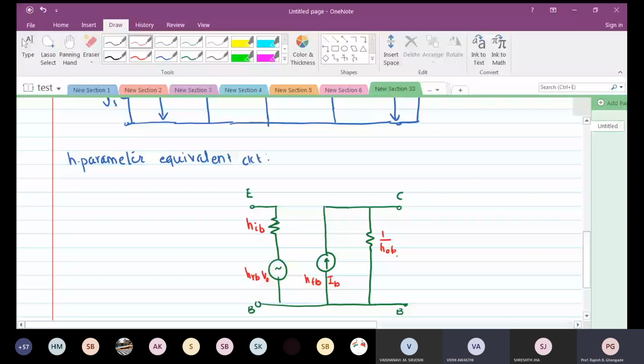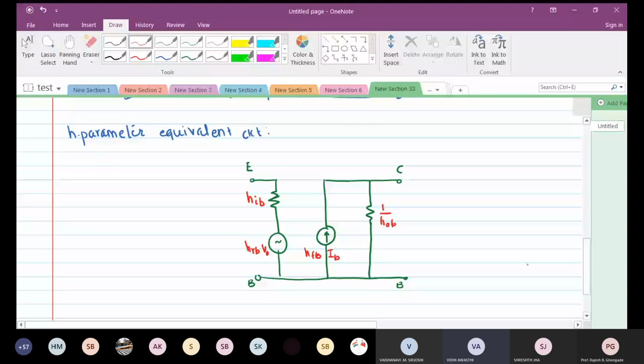Sir, the current source will be HFB into IE, no? Sorry, I. Correct. Nice observation. So this should be IE. Okay? Yes, sir. All right.